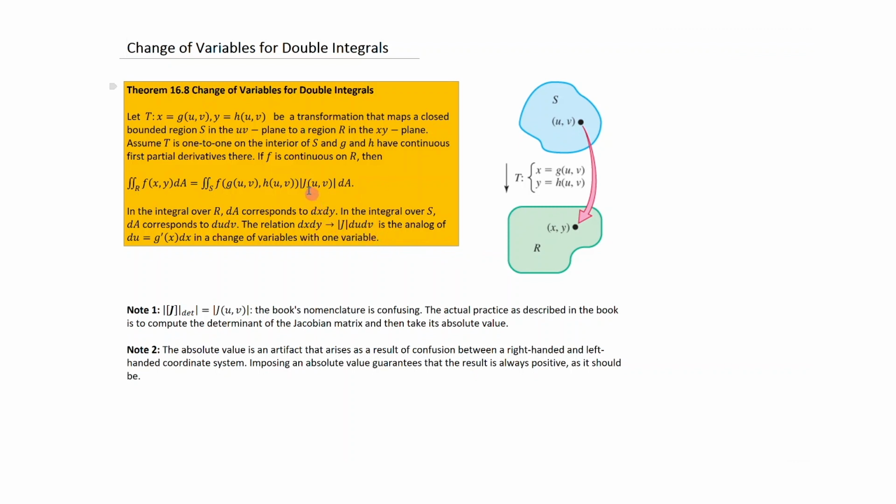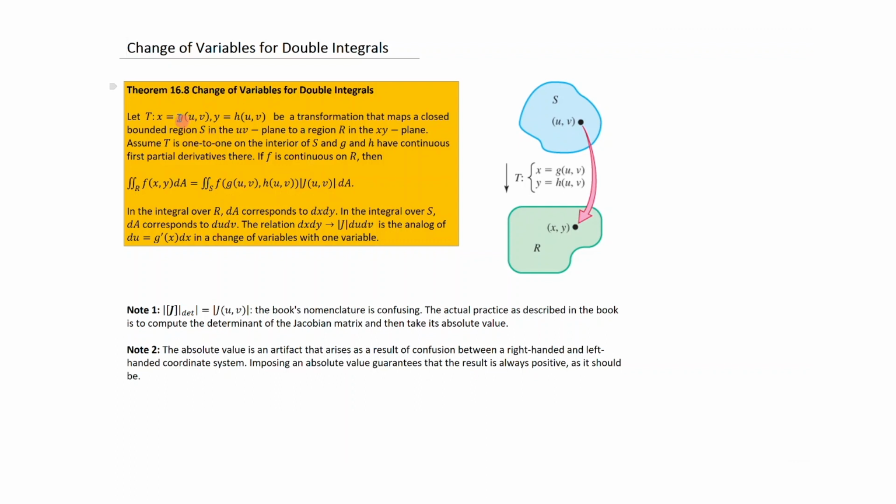Now, in the book, there's an issue that comes up. The book is taking the magnitude of the determinant of the Jacobian matrix. Why is this? Because if you set up a coordinate system, a transformation, which is not right-handed, then when you take the determinant of the Jacobian matrix, you end up with a negative value. If you take a right-handed coordinate system, you'll end up with a positive value.